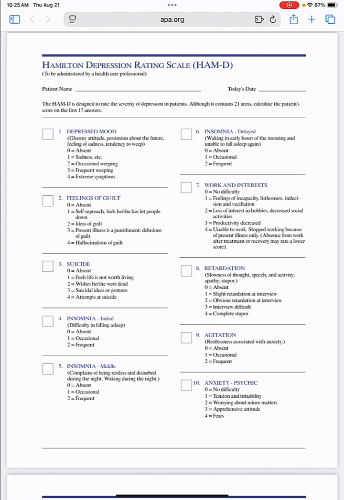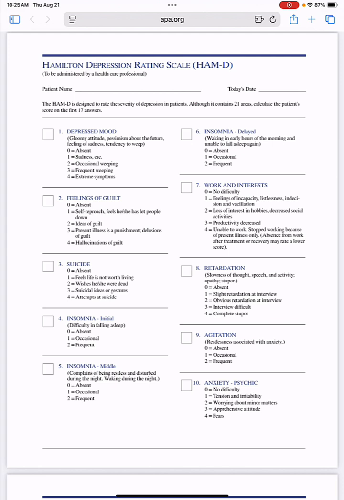7, work and interests. 0 would be having no difficulty in these areas, having a score of 3 would be productivity decreased, or 4, unable to work, stopped working because of present illness only. Absence of work after treatment or recovery may rate at a lower score.